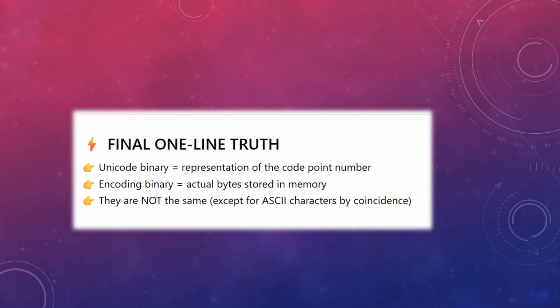So all those have unique representation formats. Now for Unicode also, it can be any of these. There are three formats we can use: hexadecimal, decimal or binary. Here, encoding Unicode binary and encoding binary, please note they are not the same, except for ASCII characters, which is by coincidence. I won't go deeper here, but remember when I say Unicode binary, it represents the code point number, and encoding binary is the actual bytes that we are storing in memory. Okay.